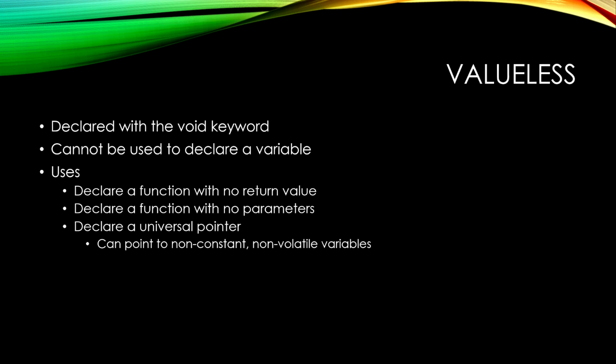And then we have valueless. This is a special sort of case defined with void, or declared with void rather. And this is pretty much only used for functions and parameter lists, but you can also declare what we call a universal pointer. You don't need to worry about what that is for this course. We don't ever actually use it. So void is generally used to specify a function that either has no return value or that takes no parameters.